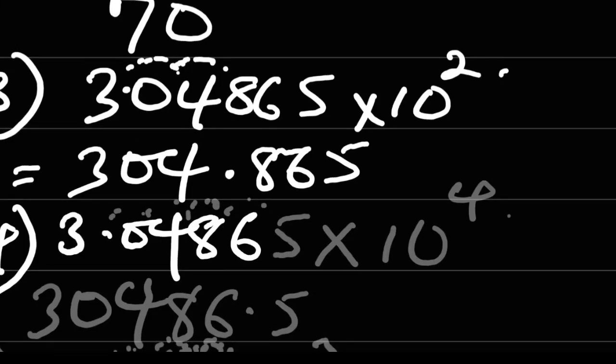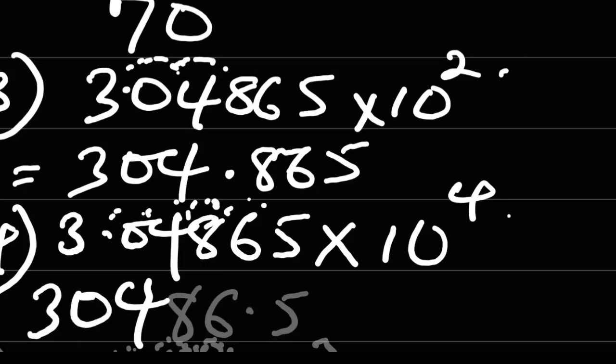3.04865 times 10 raised to the power of 4. That's to say the decimal will move 4 times. So we move 1, 2, 3, 4. So our answer will be 30486.5.